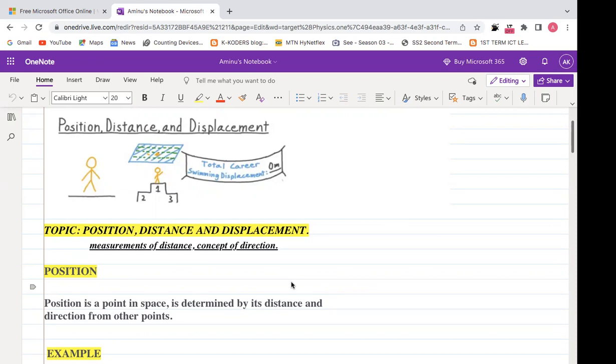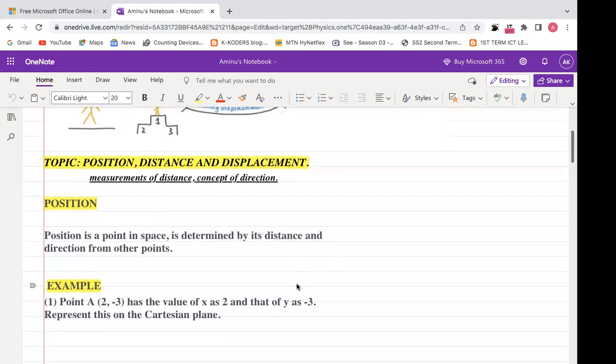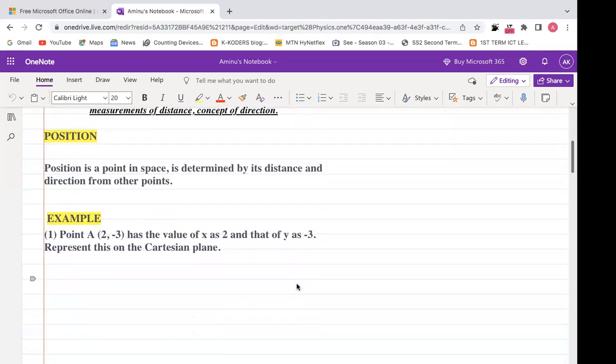So if, for example, we have a cup on a table, and we want to tell the position of that cup, we say the cup is on the table. So the table is now a reference point to the cup. The objects used to tell the position of an object are referred to as a reference point. And today we're going to use what we call the Cartesian plane to represent the point of objects. Now, let's see how we can do this.